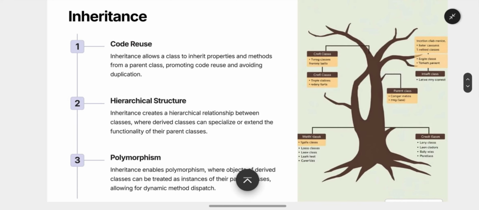In code reuse, inheritance allows a class to inherit properties and methods from a parent class, promoting code reuse and avoiding duplication. In the second point, hierarchical structure, inheritance creates a hierarchical relationship between classes where derived classes can specialize or extend the functionality of their parent classes. And in polymorphism, inheritance enables polymorphism where objects of derived classes can be treated as instances of their parent classes, allowing for dynamic method dispatch.